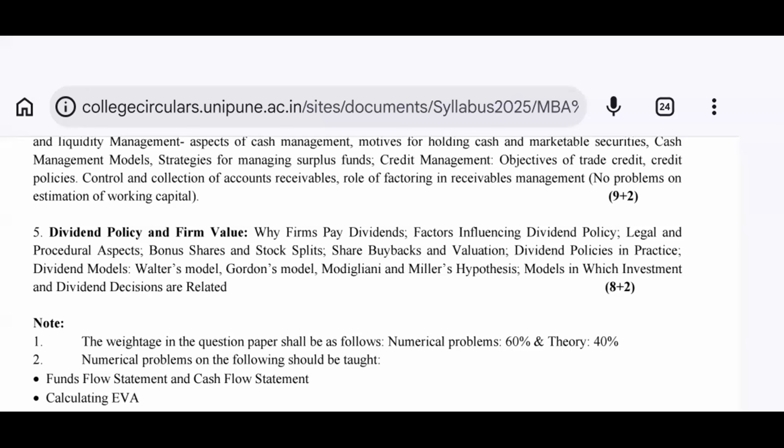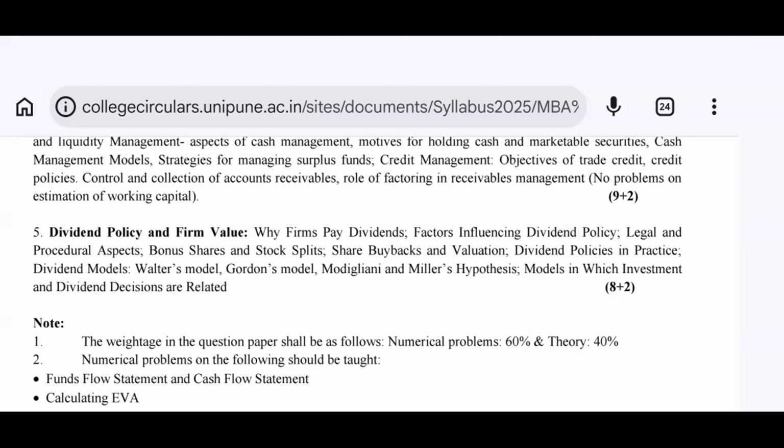Share buyback means the company is repurchasing its shares so that maximum shareholding is limited to the promoter or selected people. In the last, we have valuation of shares, where we are again going to learn about weighted valuation and simple valuation.